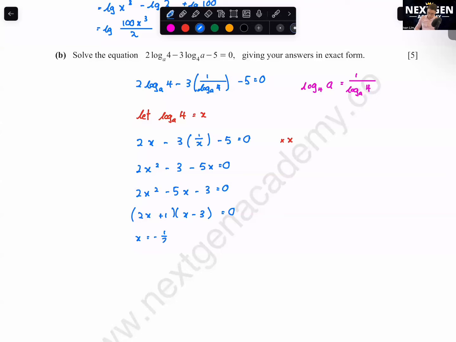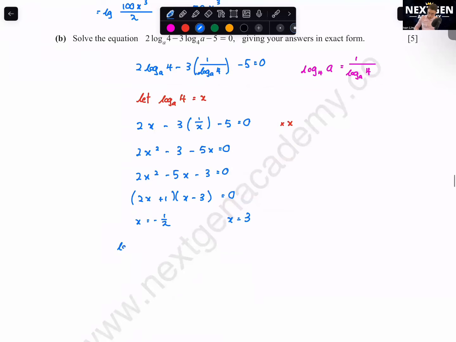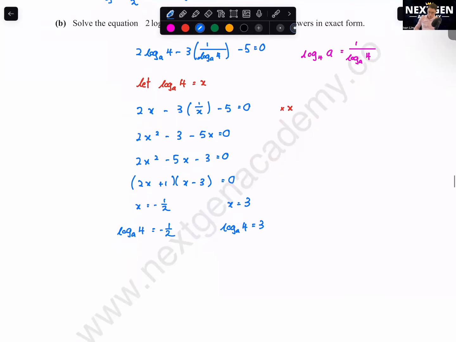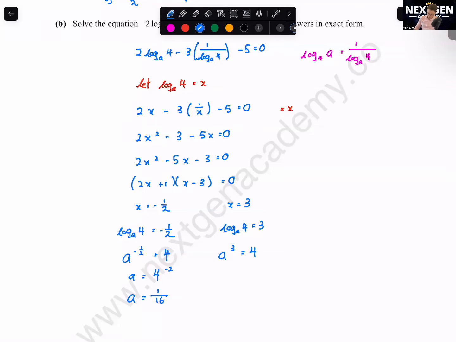x equals negative 1 over 2, x equals 3. Change it back. log_a 4 equals negative 1 over 2, log_a 4 equals 3. I'm going to change from log form to index form. So a to the power of negative 1 over 2 equals 4. a equals 4 to the power of negative 1 over 2, and a equals 1 over 60. For this one, a to the power of 3 equals 4, a equals 4 to the power of 1 over 3. So I got 2 answers here.